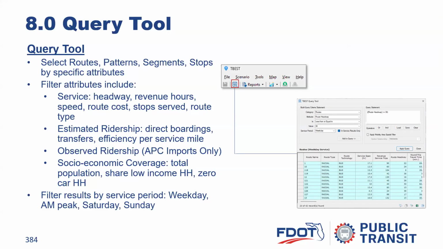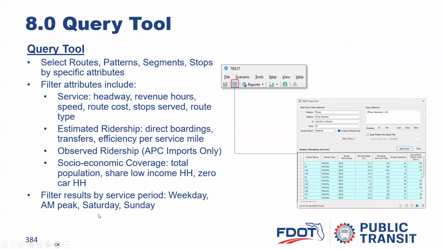And then you can also filter by service period, so weekday, AM peak, Saturday, Sunday. So different levels of selection criteria that have to do with all facets of what TBEST includes for transit service and markets and performance.